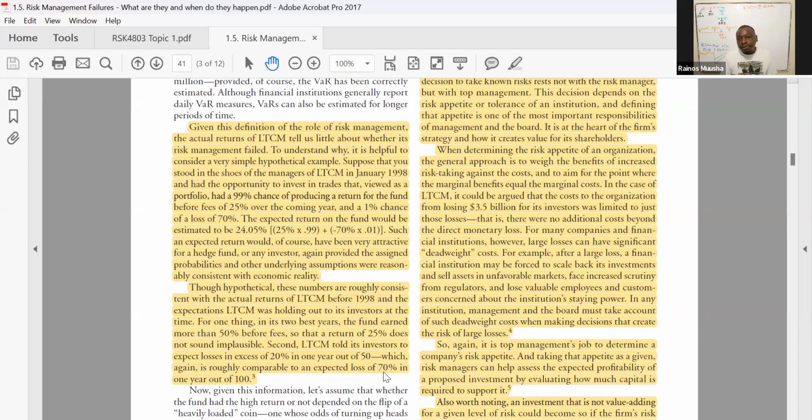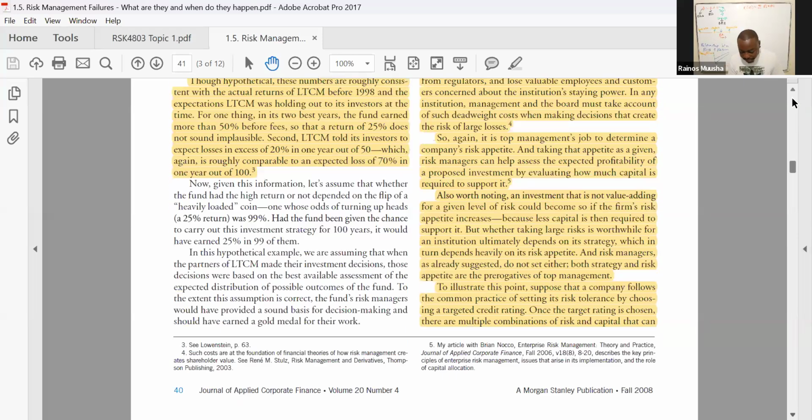So what LTCM failed to account for in this case is what will be the implication of this 70% loss being suffered? How is it going to end up affecting the going concern of the business? So that's basically what the author is now trying to indicate. When you look at the case of LTCM, what will be the implications in the case where LTCM suffers that loss of 70% of the value of the portfolio? How is it going to end up affecting the going concern of LTCM? Are we on the same page? Any questions? Anyone lost so far?